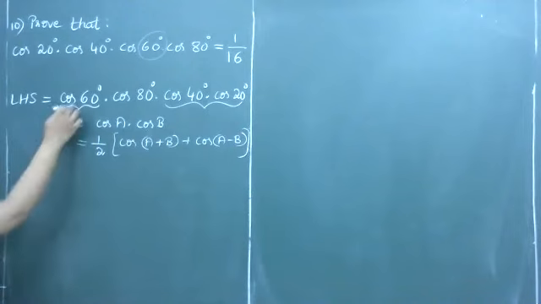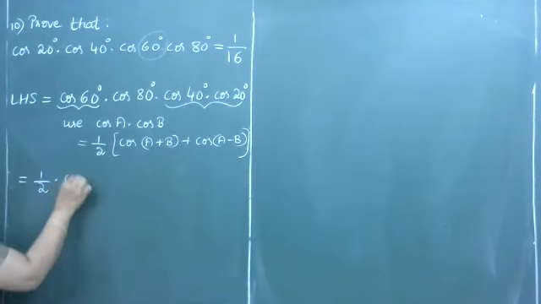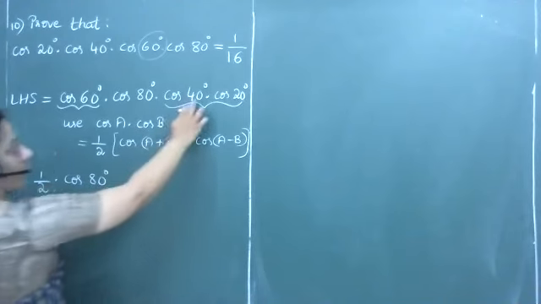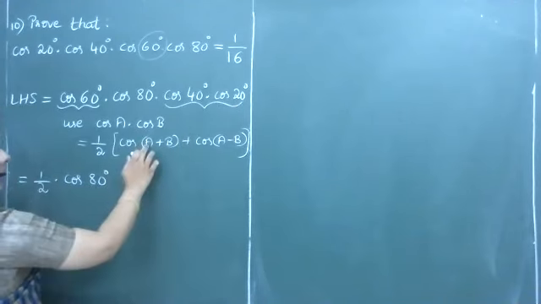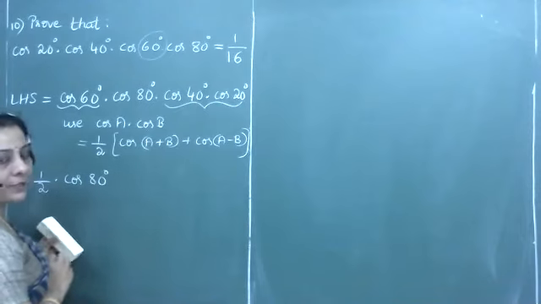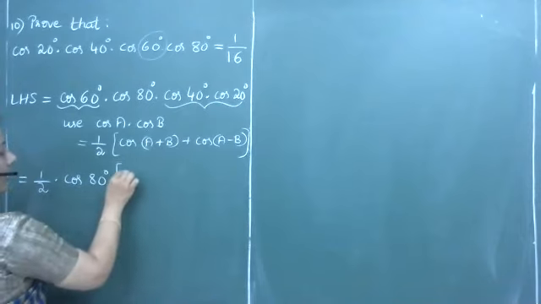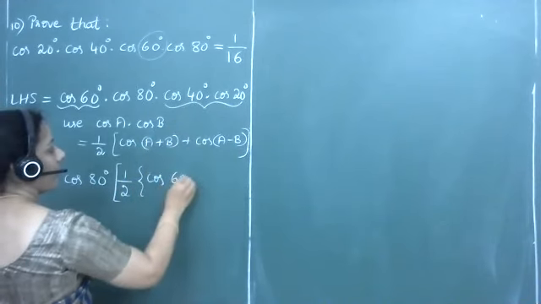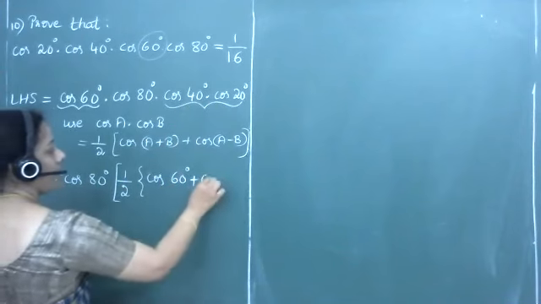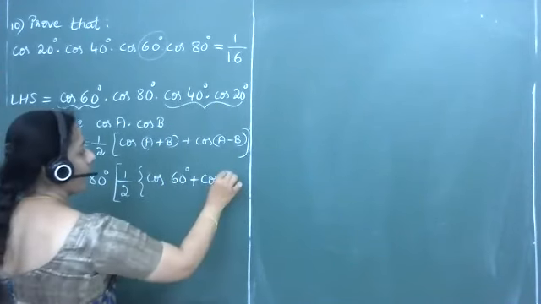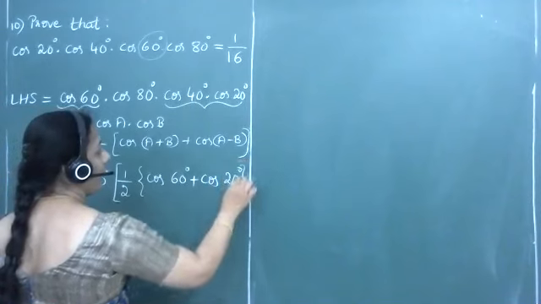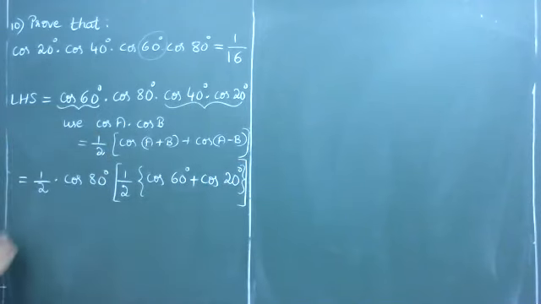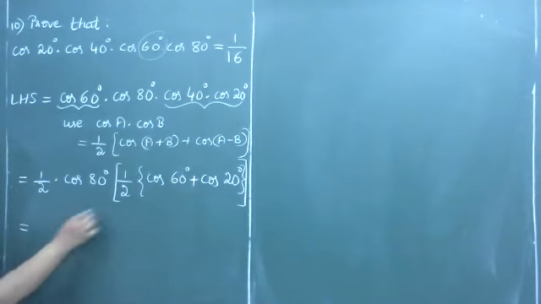So now cos 60 degrees gets replaced as equal to 1 by 2. Cos 80 degrees, we keep it as it is. And for cos 40 into cos 20 degrees, I will be using the formula which we have taken just now. So I have half into cos of A plus B, which gives me cos 60 degrees, plus cos of A minus B, which will be 40 minus 20, which hence is equal to cos 20 degrees. Let us simplify this further.